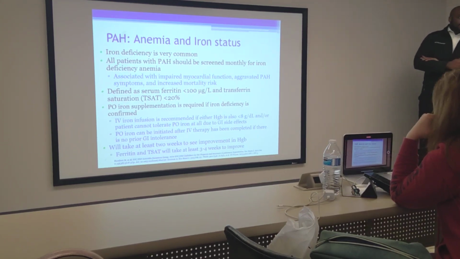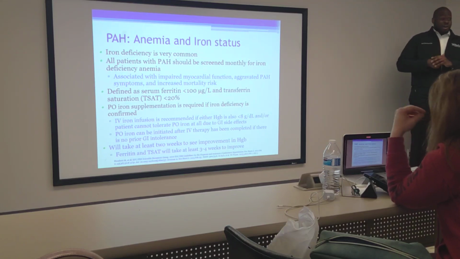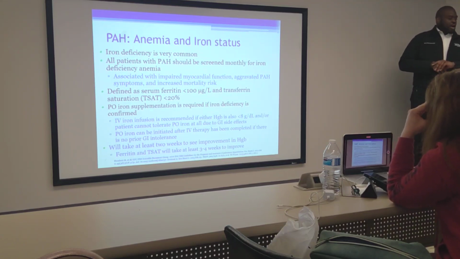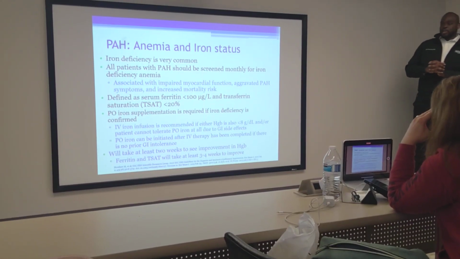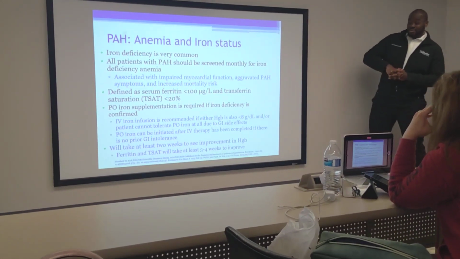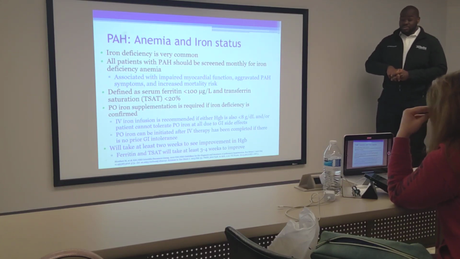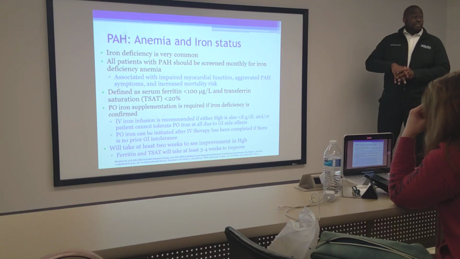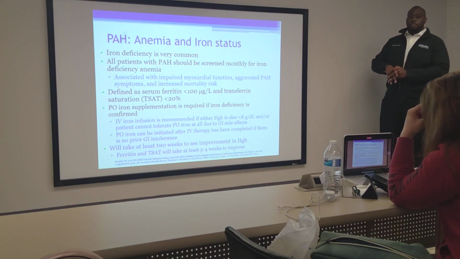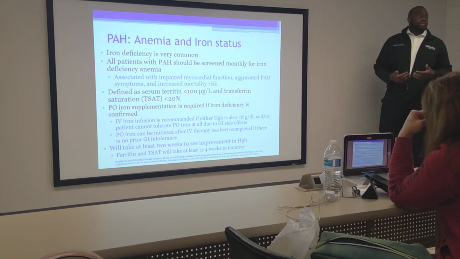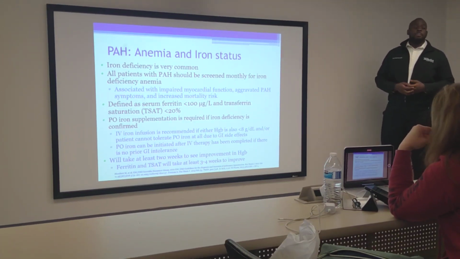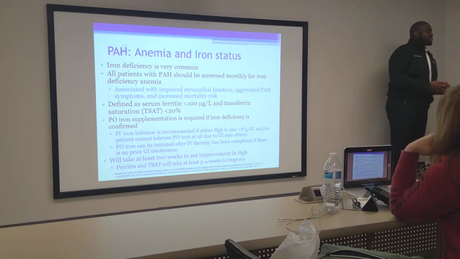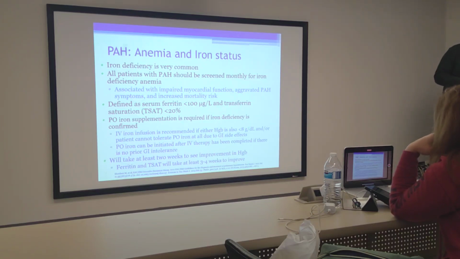So, for anemia and iron status, in patients with PAH, iron deficiency is usually pretty common. If we're talking numbers, I want to say at least 40% of these patients are usually iron deficient. So once a PAH diagnosis is made, we definitely have to screen them for iron status to see if they're also anemic, meaning iron deficiency anemia. The reason it's so important to screen them monthly is that it's associated with impaired myocardial function, as well as aggravated PAH symptoms and increased mortality risk.